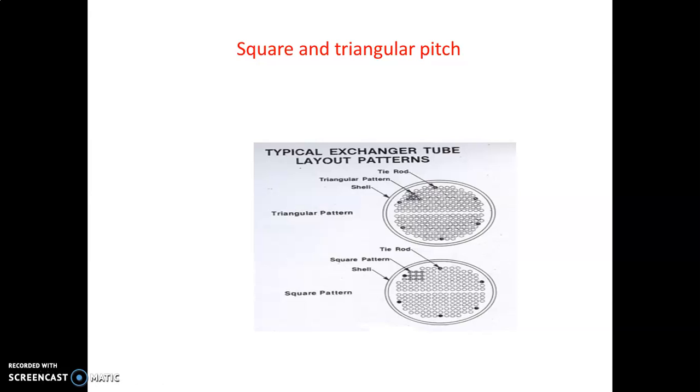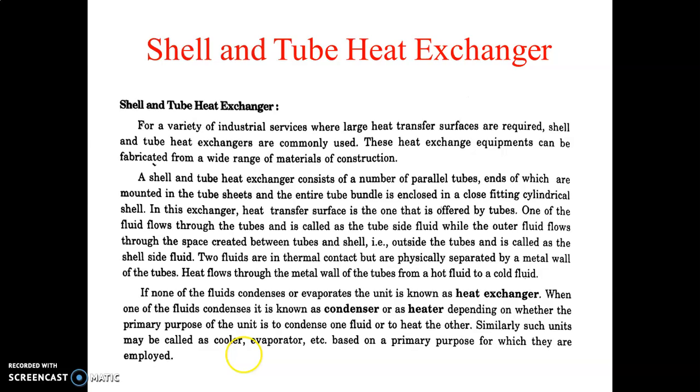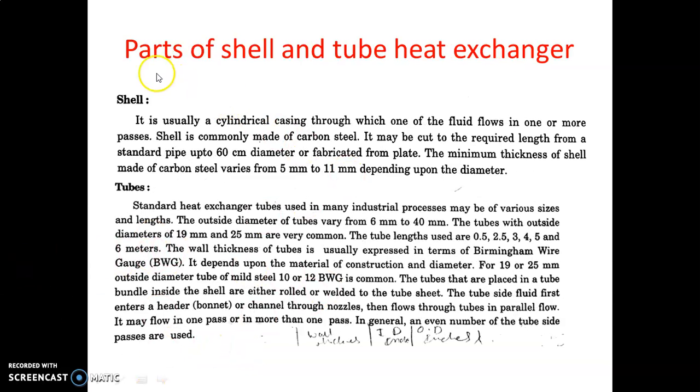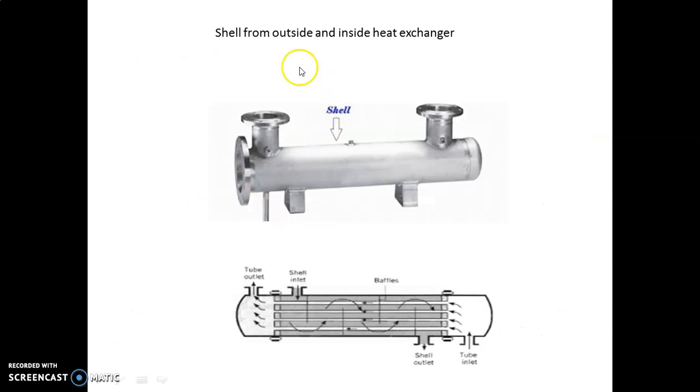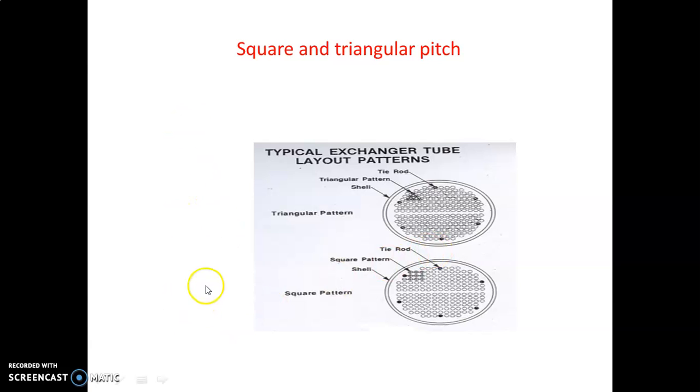So here I will stop this lecture. In today's lecture I discussed the different parts of the shell and tube heat exchanger. First is the shell, then the tubes, where we discussed the outside and inside photo of the shell, then the tubes, and then tube pitch and clearance. The remaining part we will discuss in the next lecture. Thanks.